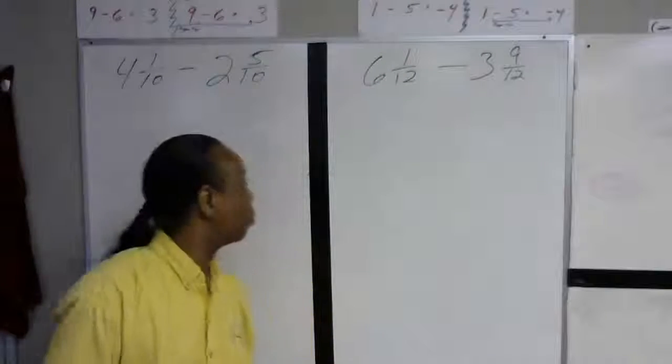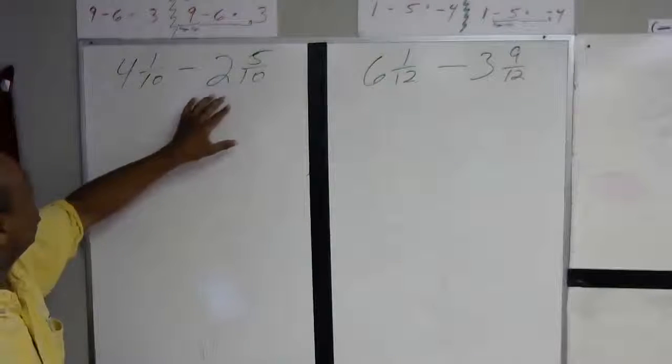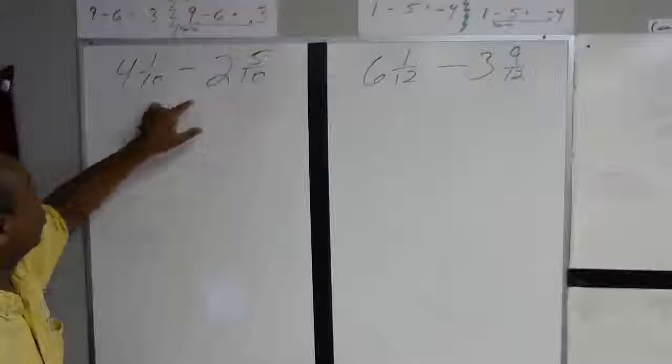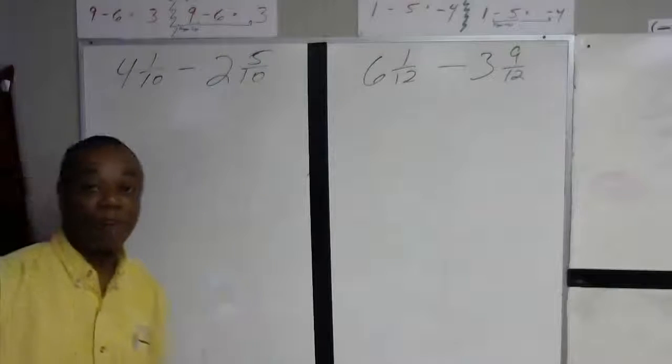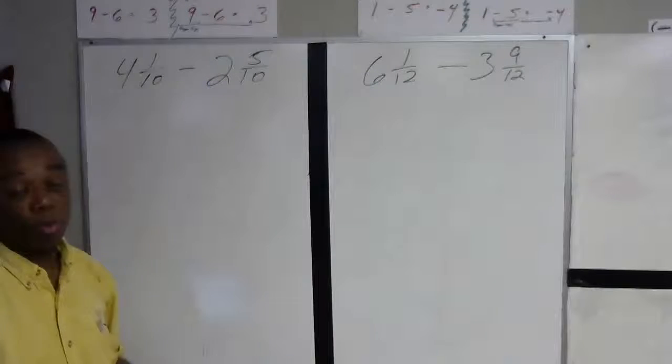Subtracting mixed numbers. We want to subtract the 2 and 5/10 from the 4 and 1/10. First, we start off with fractions. We cannot subtract the 5/10 from the 1/10, so we're going to have to borrow.